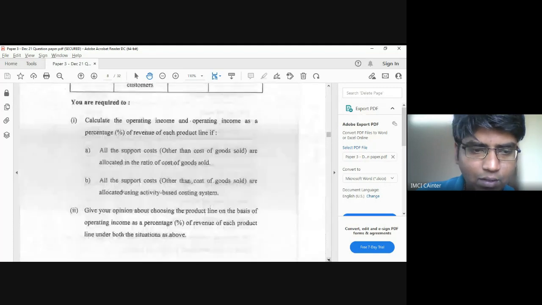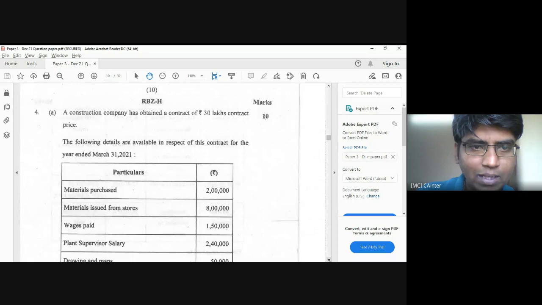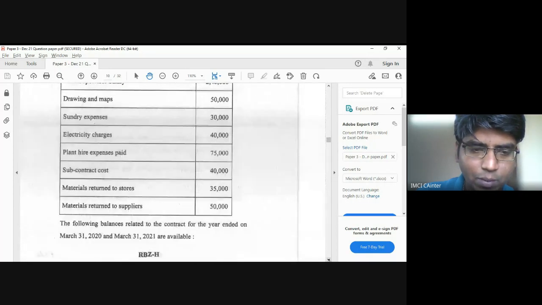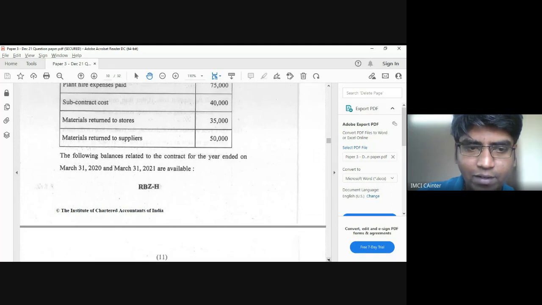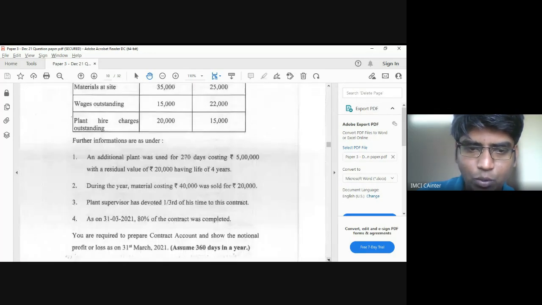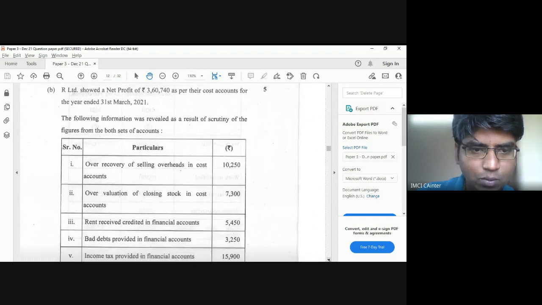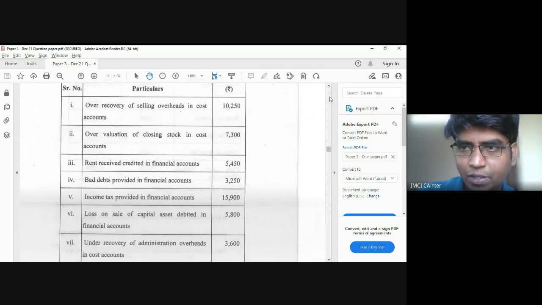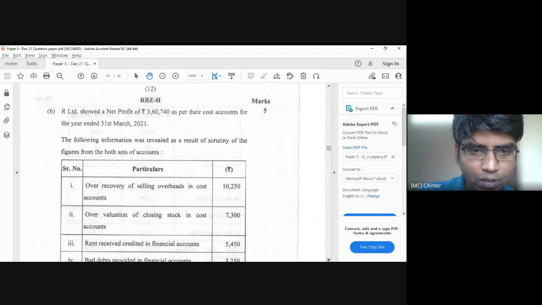If you see, let me take an example. Question number 4 asks about a construction company, maybe a contractor, so contract accounting for the years ended 31st March 2020 and 31st March 2021. So contract costing they have asked for 10 marks. And again, in the bifurcation 4B, they have asked for 5 marks. So even a 5-mark question can be asked from here. And the information given here, net profit and cost accounting, probably can be a reconciliation accounting.